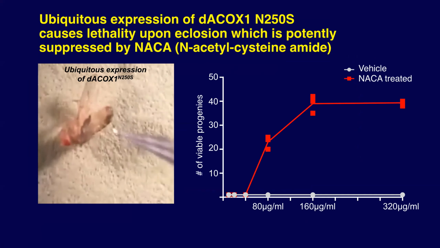And as I mentioned before, when this enzyme shortens very long chain fatty acids, it leads to an elevated production of reactive oxygen species in the peroxisome. And this drug, N-acetylcysteine amide, blocks the production of ROS or scavenges ROS and leads to a beautiful suppression of the phenotype. Normally the flies are dead at day one when there is no N-acetylcysteine amide. But in the presence of the drug, in a dose-dependent manner, you start seeing many flies that are surviving.